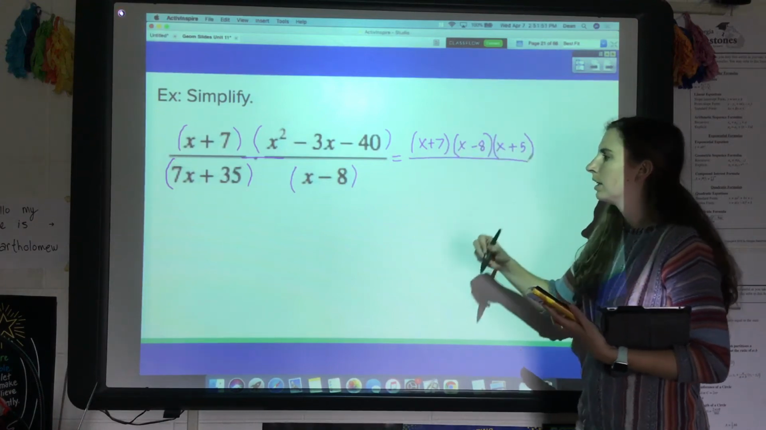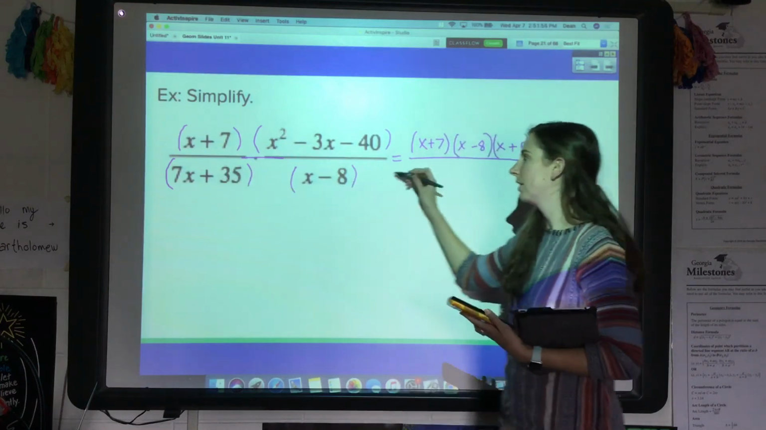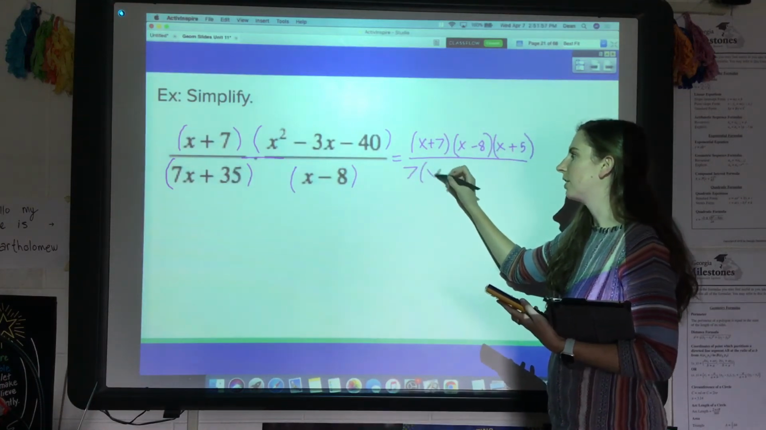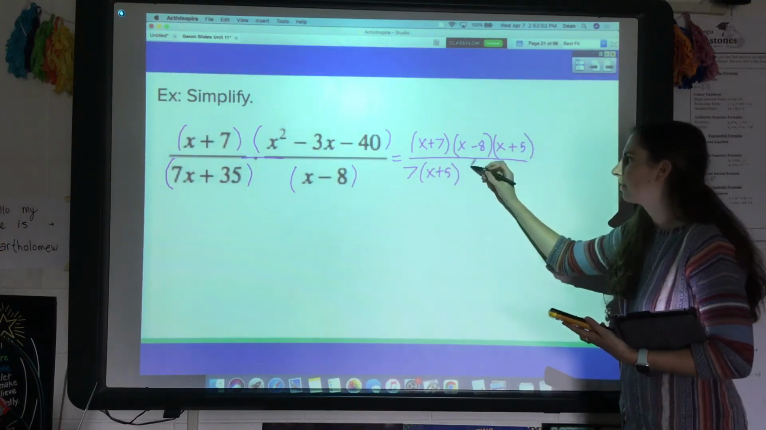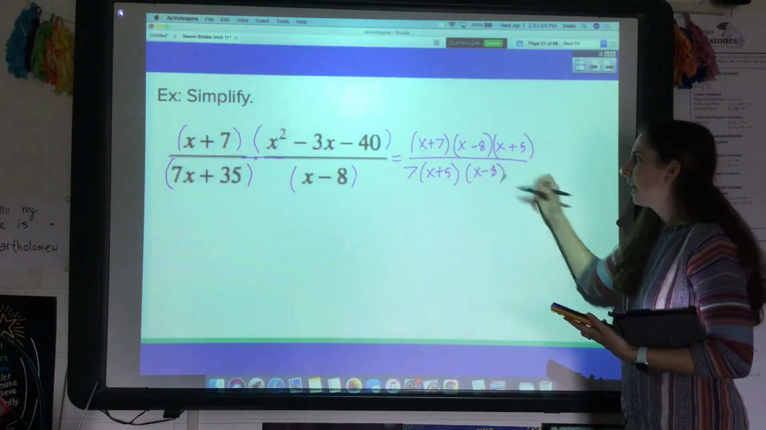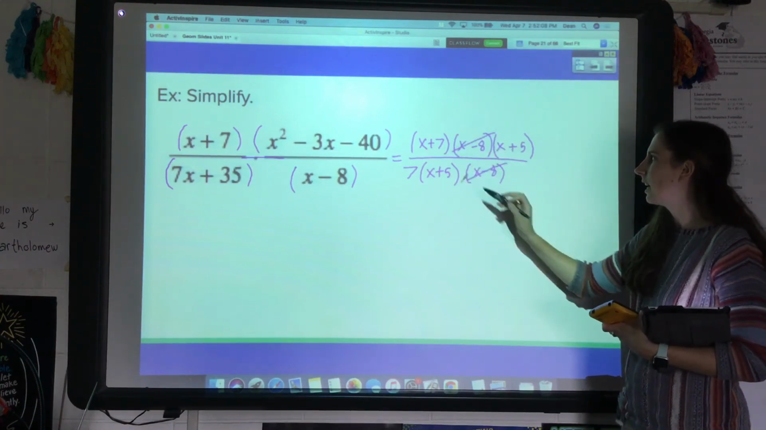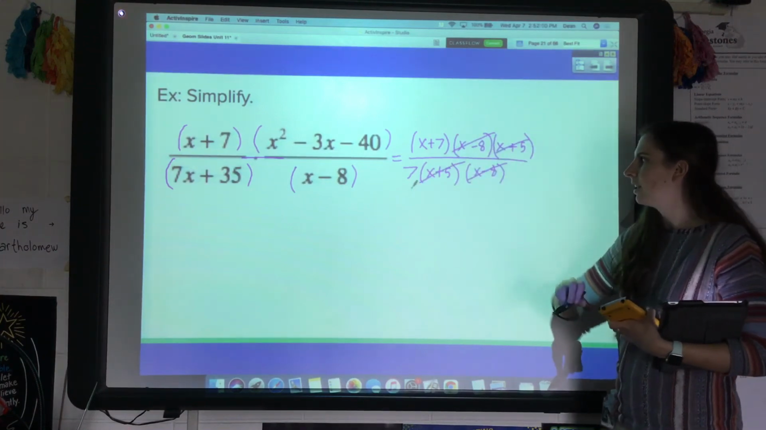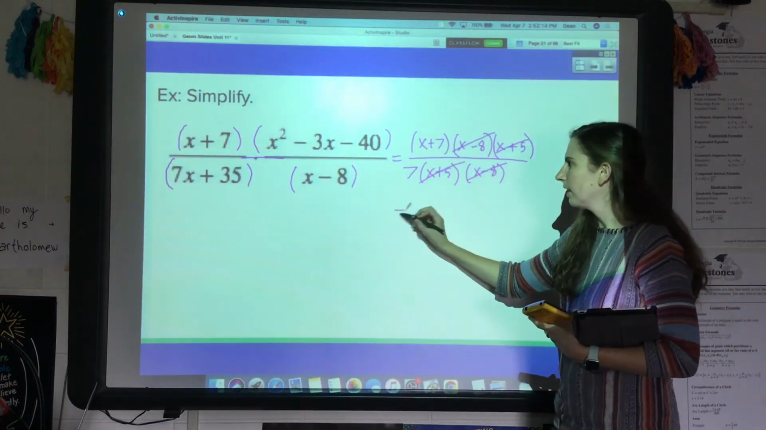All right. On the bottom, this one actually has a GCF of 7. So when I take the 7 out, it just leaves x plus 5. And then I also have the x minus 8. After all that factoring, now I can cancel a lot of stuff. The x minus 8s are the same, the x plus 5s are the same. That's my favorite part, you just get to cross off everything. And I'm left with this.